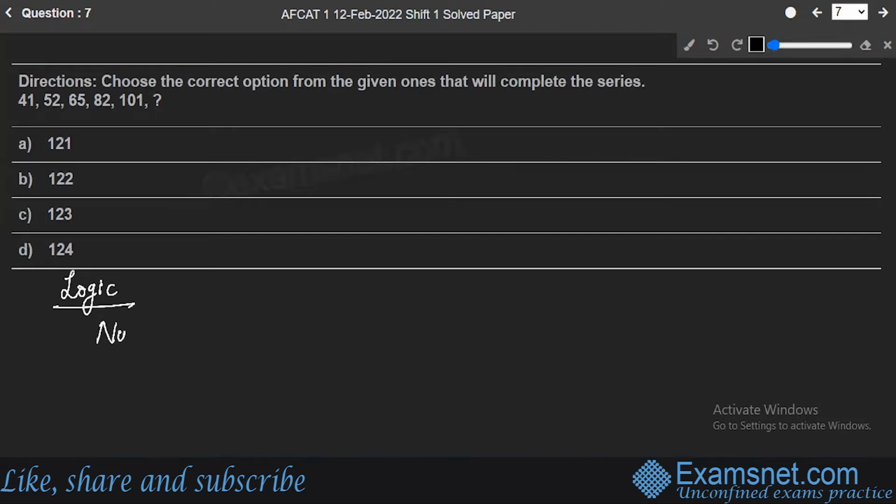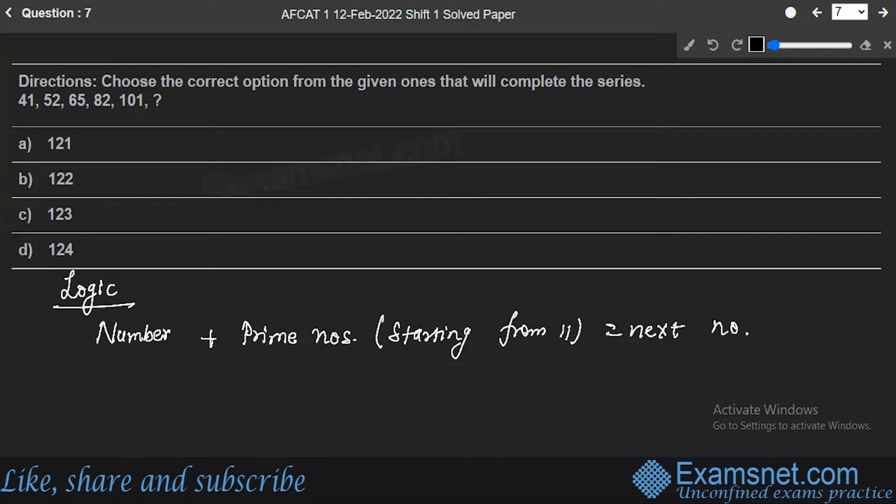So the logic over here is number plus prime numbers, starting from 11, is equal to the next number. This is the logic. This is the key thing. If you find out the logic, I think you can do everything else very easily. So let's see with the first one. If I'm picking the first one, it is 41. If I'm adding the first prime number starting from 11, it is equal to 52.